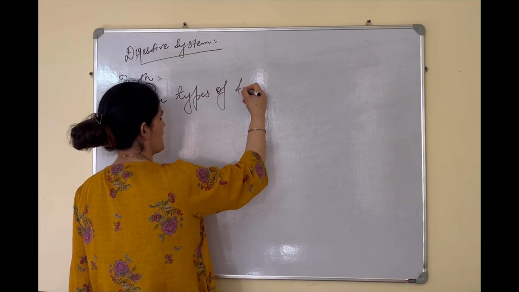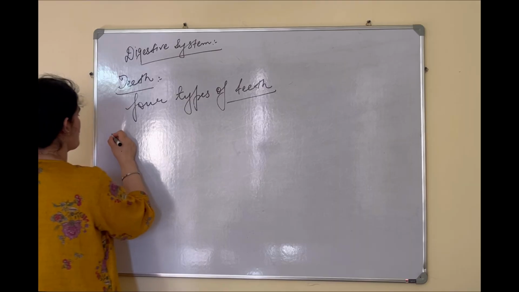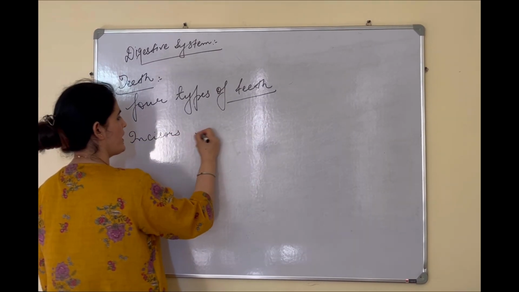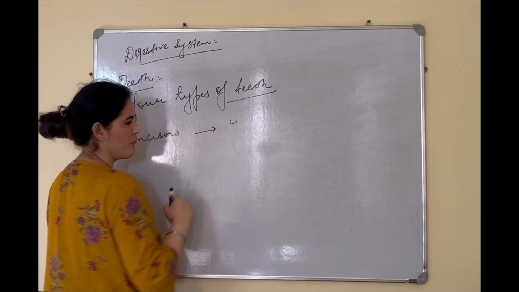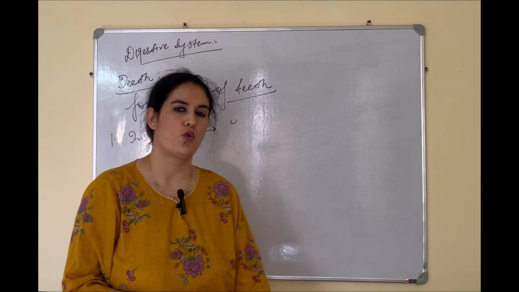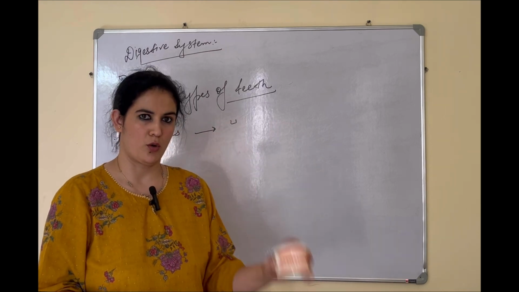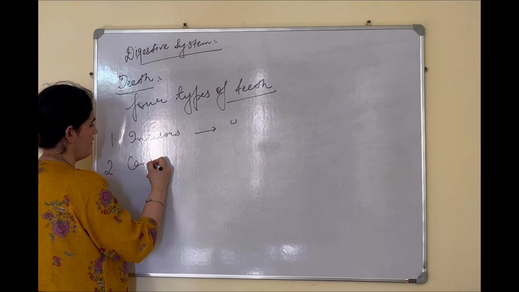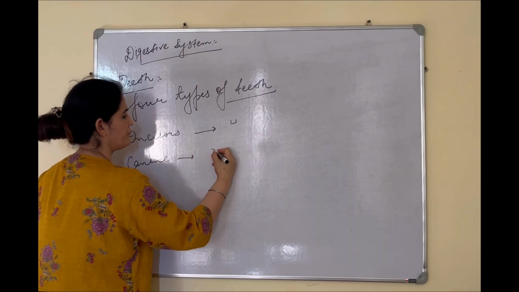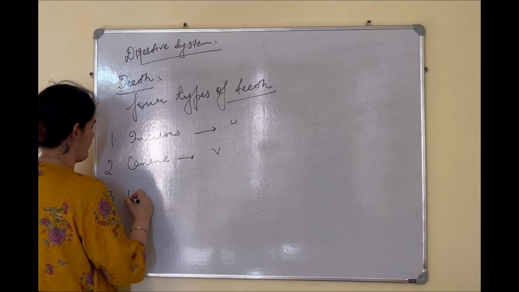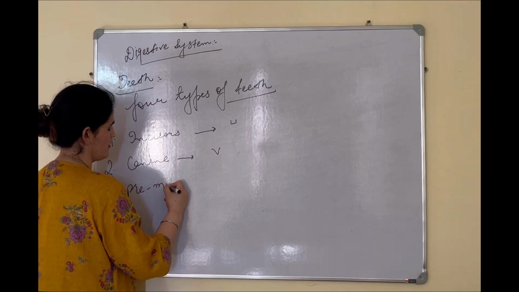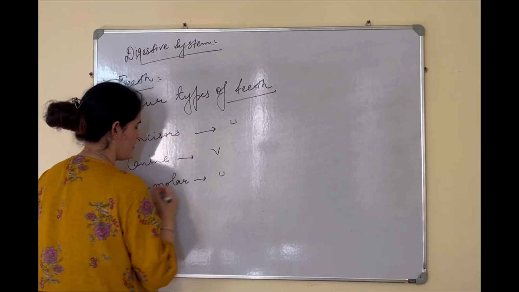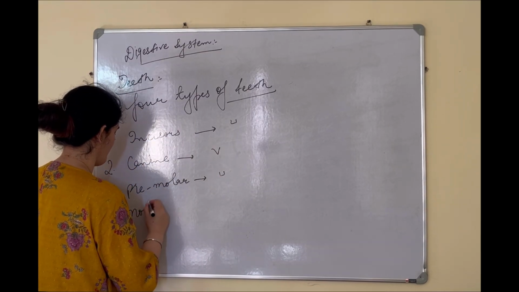Four types of teeth we have. So first is incisors. Okay, incisors. I will draw a rough picture here and I will also show you on this model the types of teeth. So we have incisors, second we have canine, then we have premolars, and fourth we have molar.